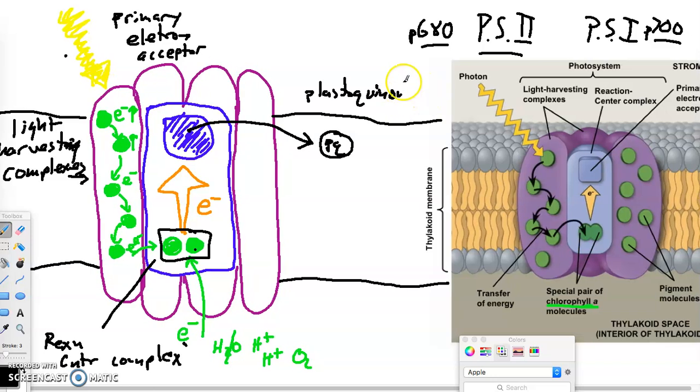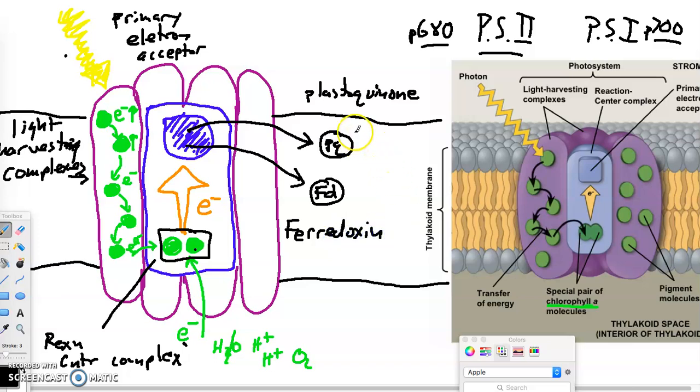Okay, so that's another difference between these two photosystems. In photosystem 2, it's called P680, and we are going to pass along that high energy electron to plastoquinone. In photosystem 1, at the end of the light reactions, we pass along that high energy electron to a molecule called ferredoxin, and I just abbreviate that FD. So that molecule is called ferredoxin.